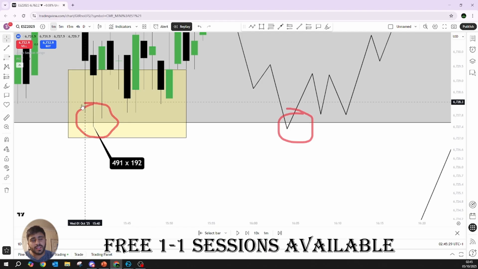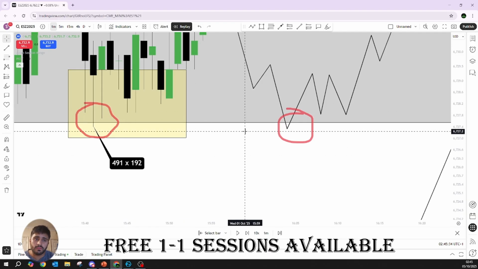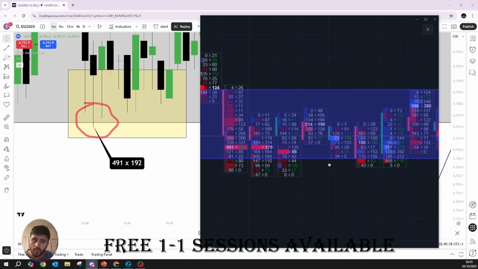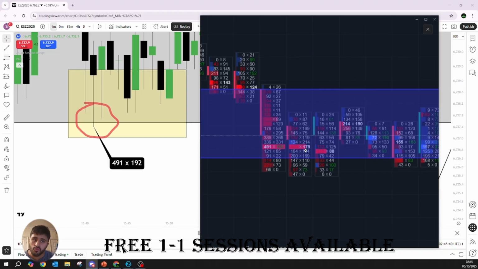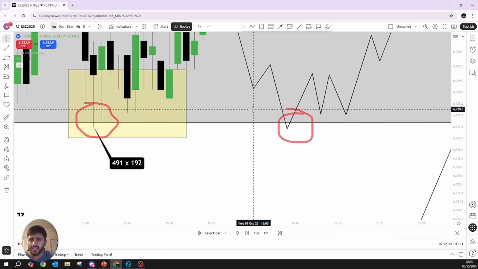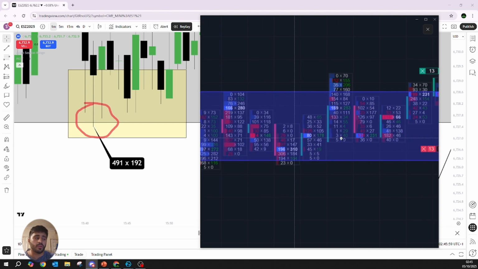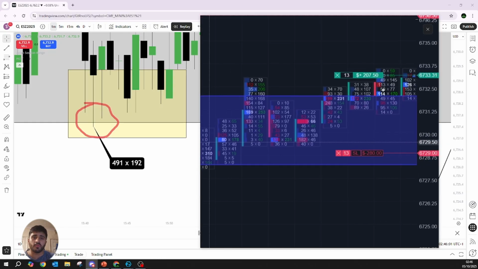Were these aggressive sellers able to reclaim the zone and break below it? Think about that. Were these sellers successful at their job? These aggressive sellers hitting the bid, 491 contracts at this price, roughly 67.28, 67.27 area. Were they successful at breaking below the zone? Yes, they wicked below. Were they able to sustain lower prices below the zone? Not really, because we actually broke above here, and we broke above the second time, which is where my entry was.